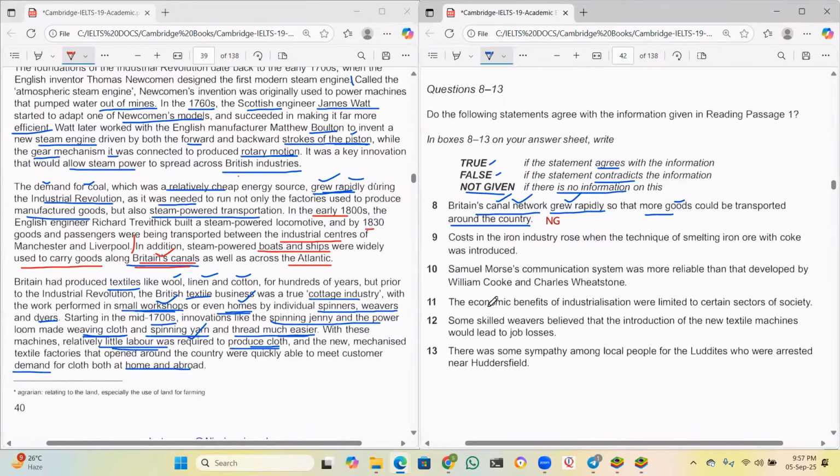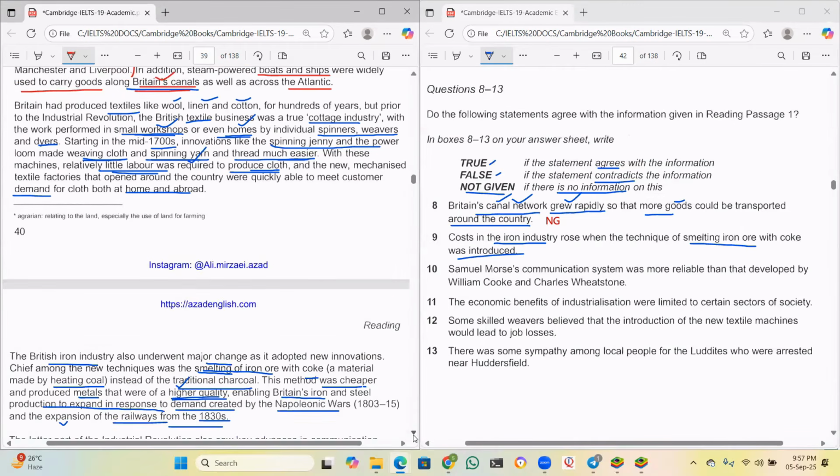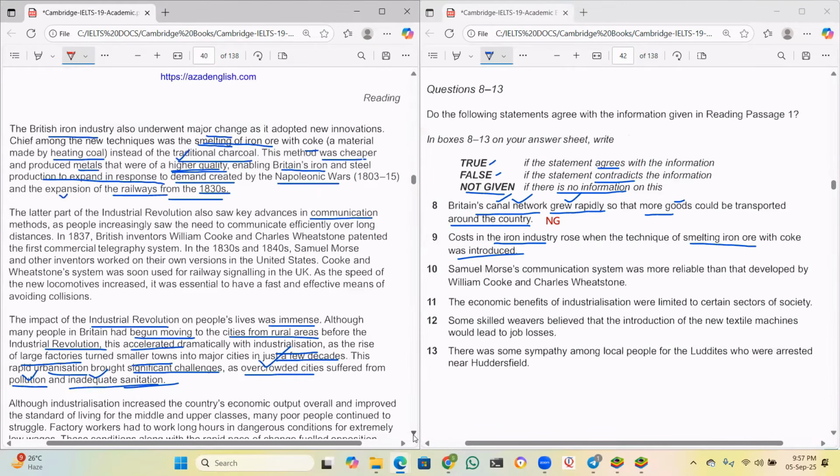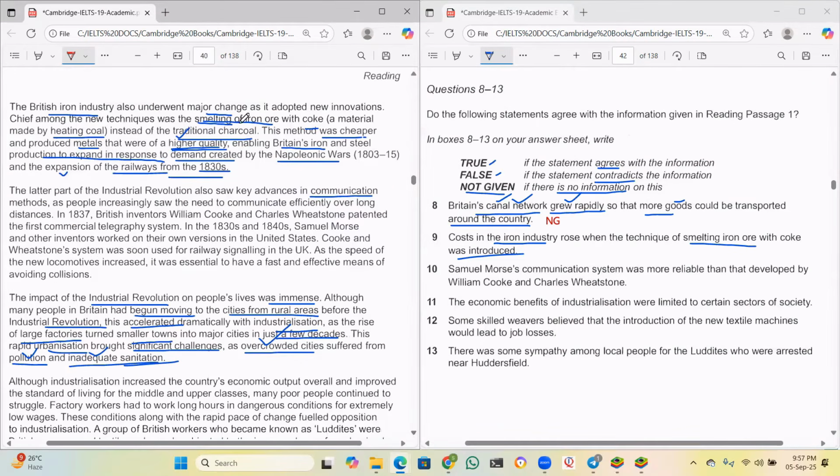Right. Next, costs in the iron industry rose when the technique of smelting iron ore with coke was introduced. Okay, let us read. Where did we read about smelting iron ore? Do you remember? Yes or no? Yes, smelting of iron ore with coke. This was the paragraph we read about. So that was the same. He's talking about what costs. Costs rose, he says. Mean there was some increase in cost.